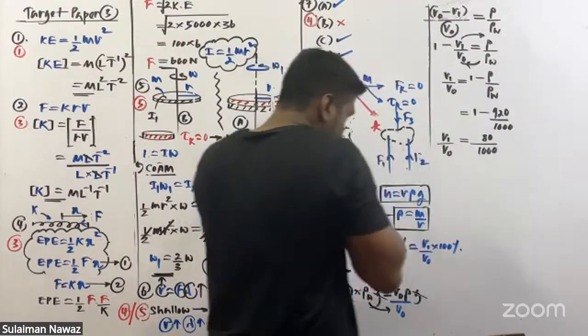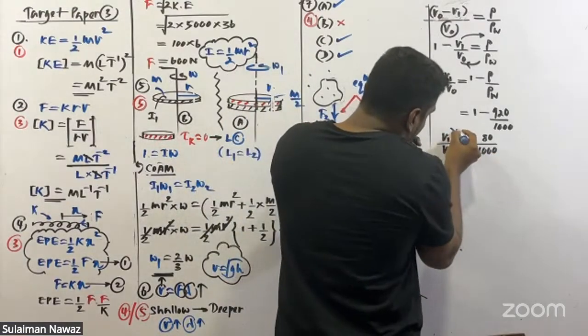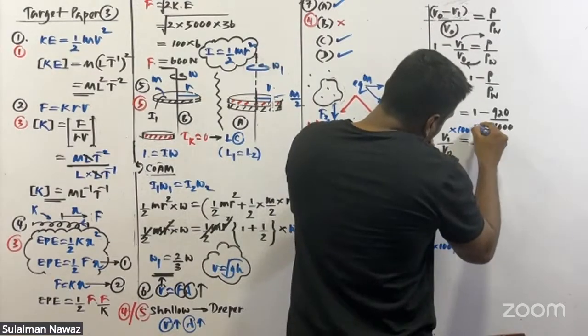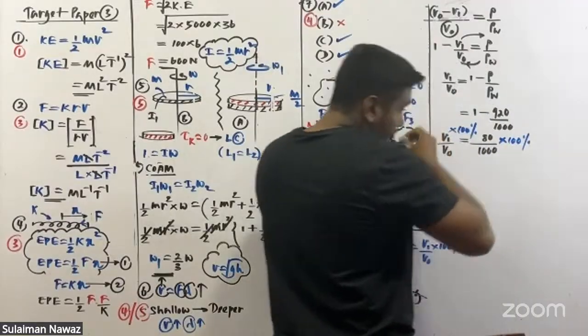I want to find the percentage, so multiply both sides by 100%. When you multiply both sides by 100%, we end up with the final answer.